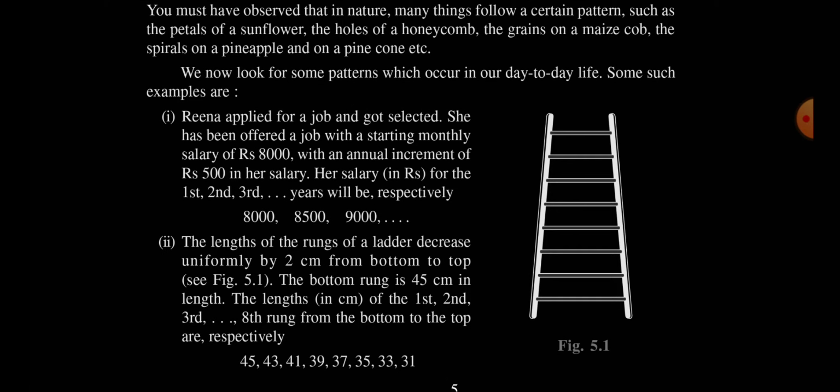Number 1. Rina applied for a job and got selected. She has been offered a job with a starting monthly salary of Rs 8,000 with an annual income increment of Rs 500 in her salary. Her salary in Rs for the first, second, third years will be respectively 8,000, 8,500, 9,000.